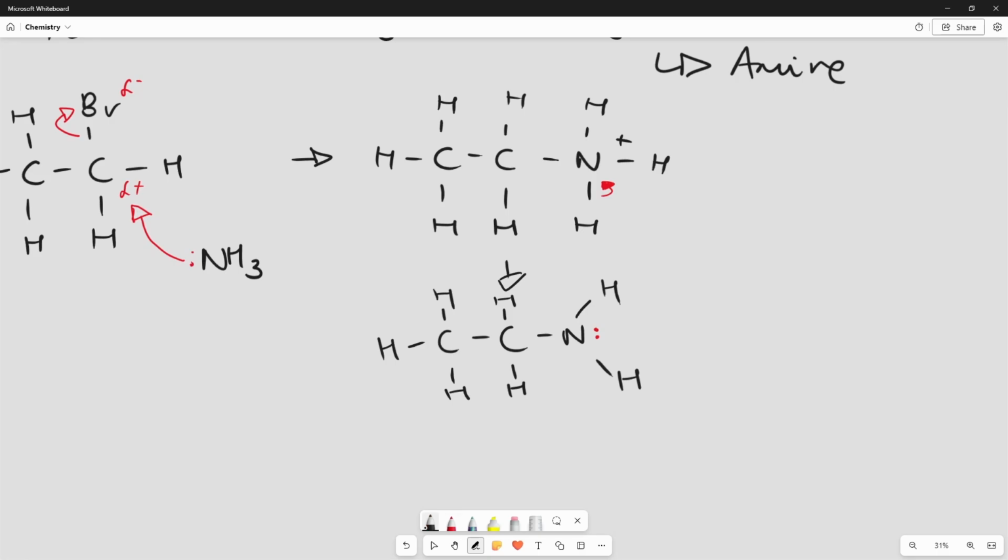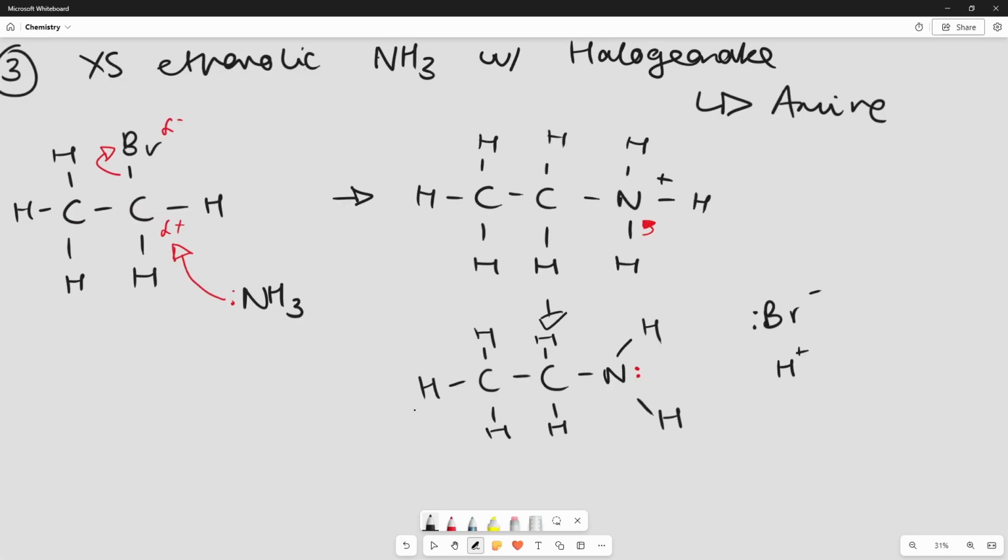So the side products of this reaction will be our bromide ion. We'll have a hydrogen atom, and because this reaction occurs in the presence of excess ethanolic NH3, we have NH3 ammonia, and the ammonia reacts with the hydrogen and it forms a dative covalent bond, which you might have learned about before, and we actually get ammonium, NH4 plus.